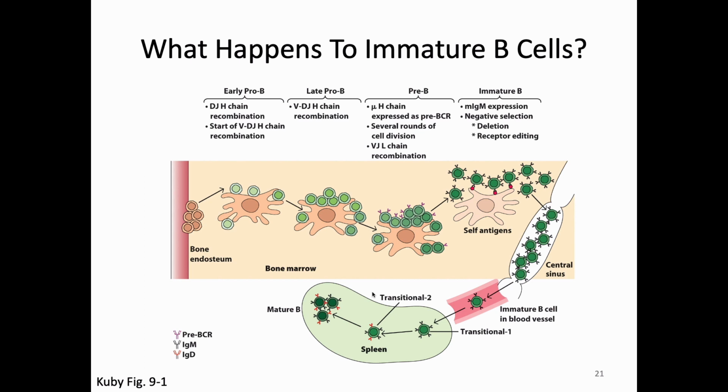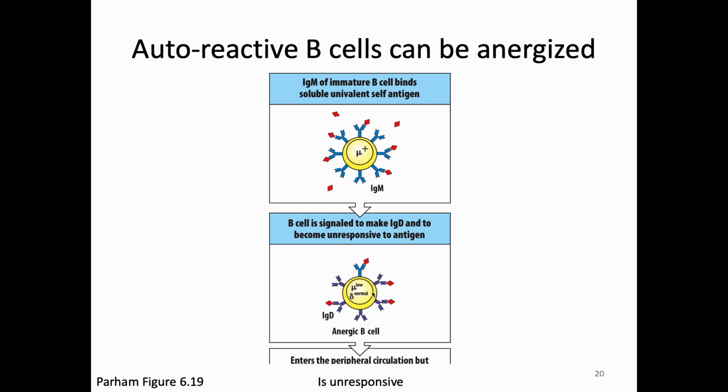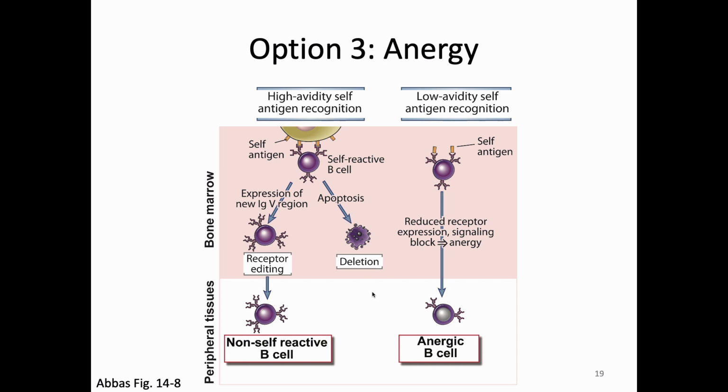We can either have deletion of the cell, so basically that cell dies. We can have receptor editing, which is where the cell is going to make a new light chain so that it changes the thing that it is specific for. And we also have anergy. And we left off talking about anergy last time. So what did I tell you? What's anergy? I should probably say a little bit more about anergy before I get into the rest of this. So here's my anergy slide from last time. Here's another anergy slide. See, look, deletion, receptor editing, anergy.